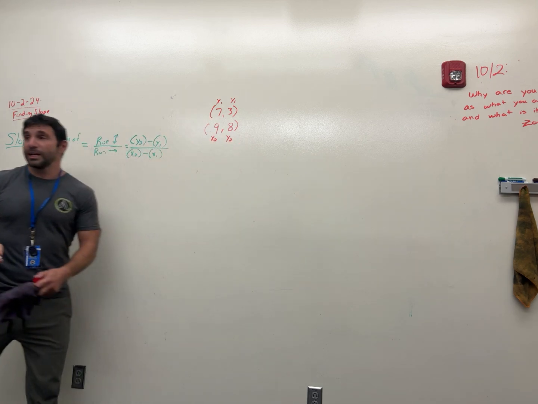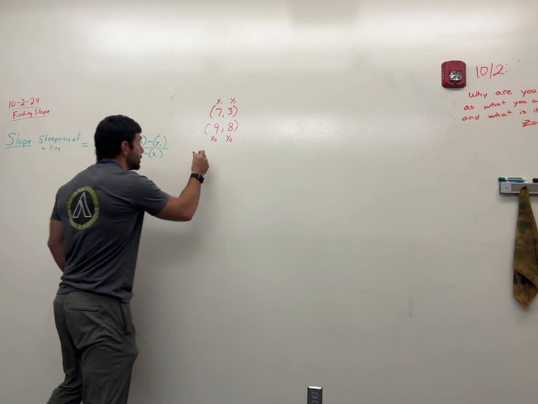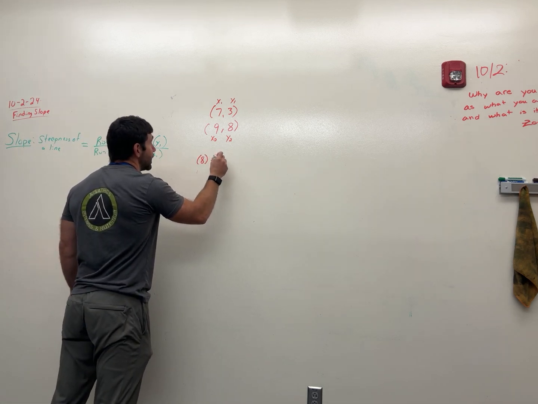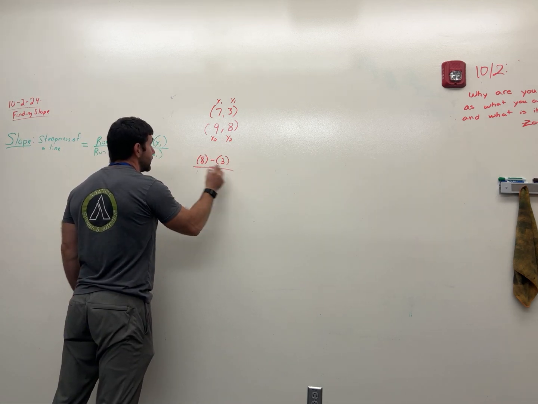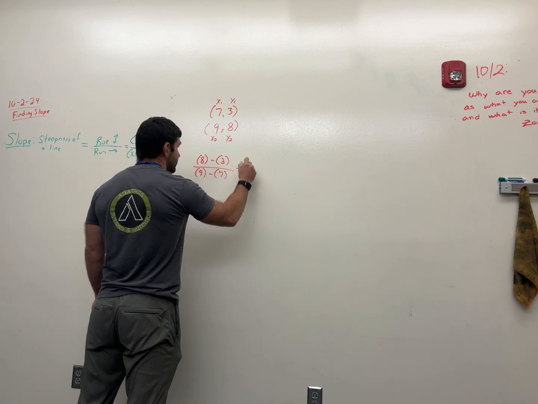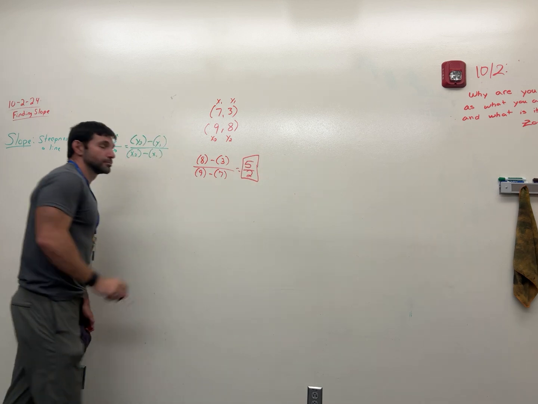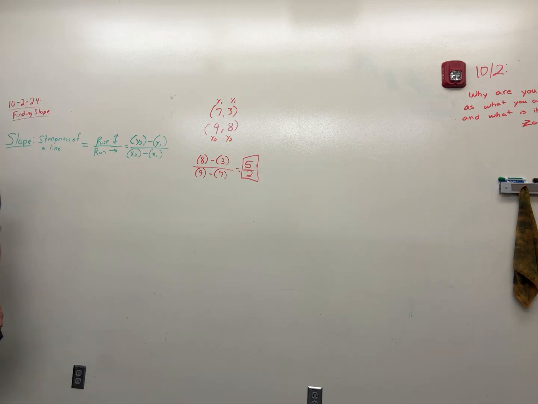Does it matter which ones we name the 2's or the 1's? Absolutely not. But you need to plug them in. So now I have 8 minus 3 divided by 9 minus 7. That gives me 5 divided by 2. You want to copy this down. Okay? So that's example 1.